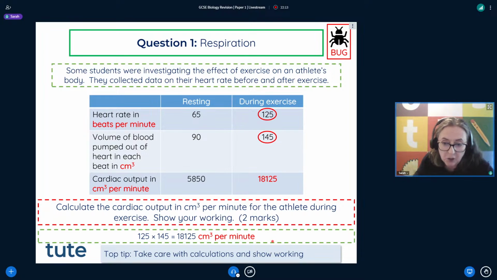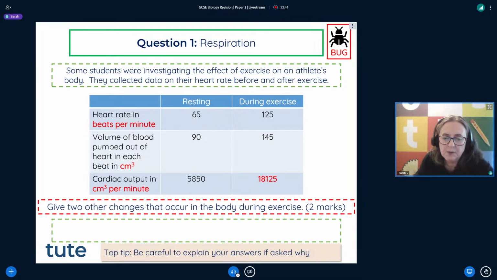Then you've got your figures, you're going to get your marks, because you have 2 marks going for this question. 1 you'll get for showing your working out, and that's why that's so important. And the second is if you get the correct answer, which in this case is 18,125. And just be alert to your units. The units are given to you in the table, so you just need to replicate those in your answer. So yeah, just take care with those calculations and show your working.